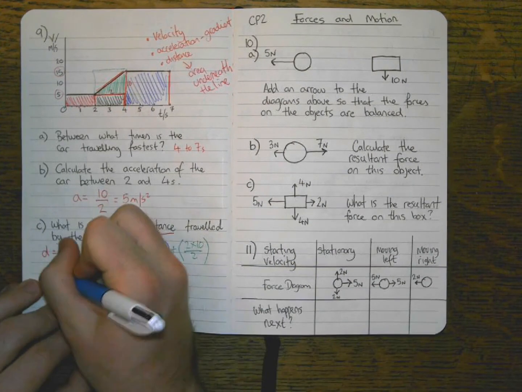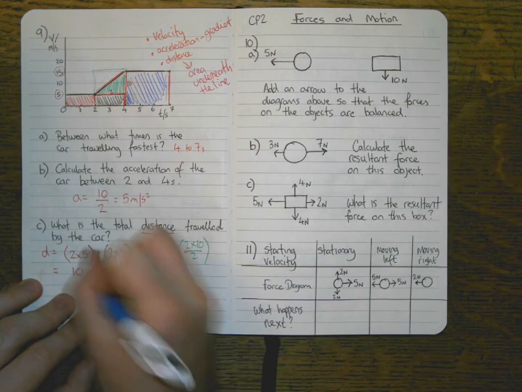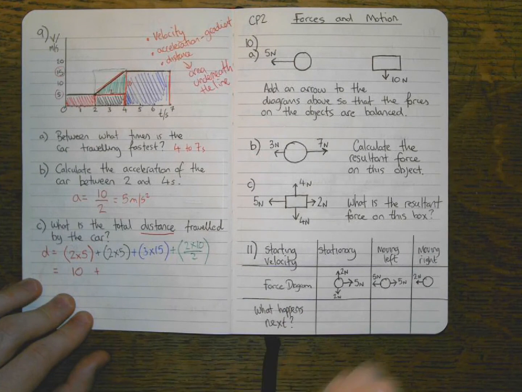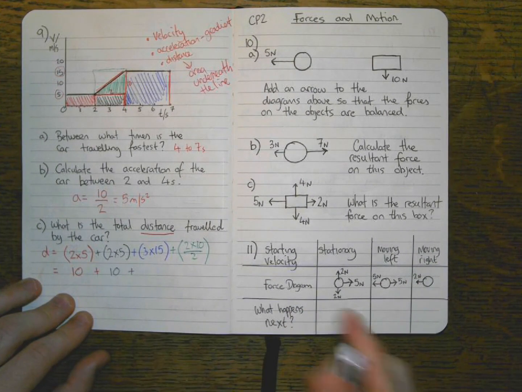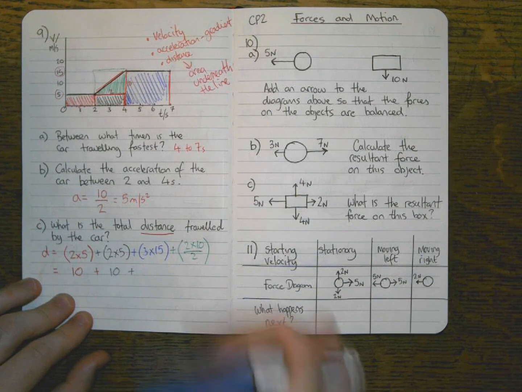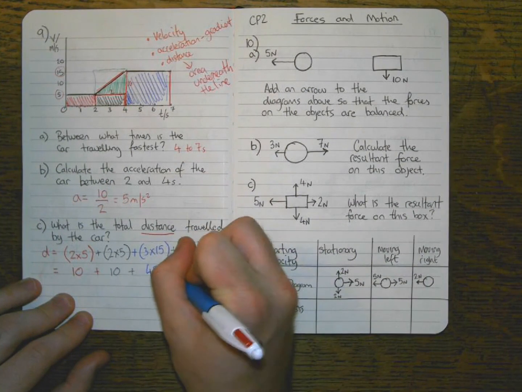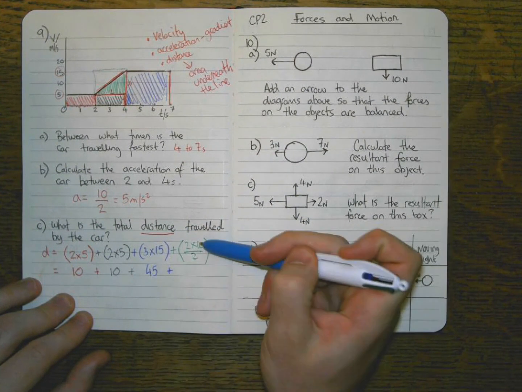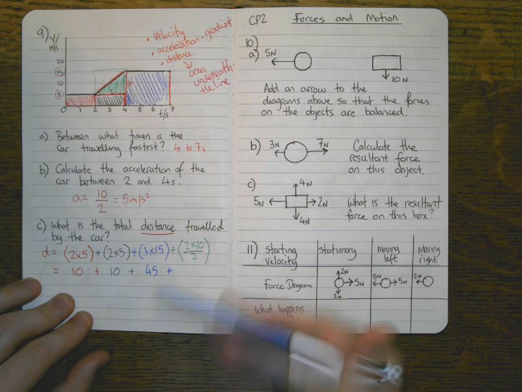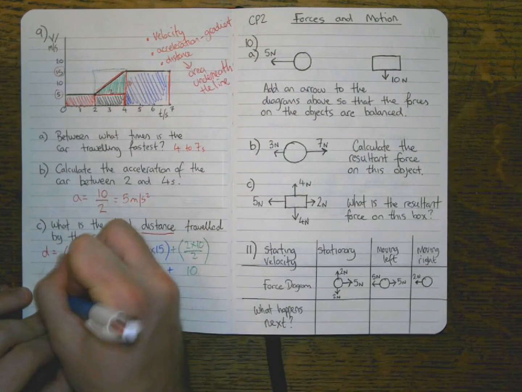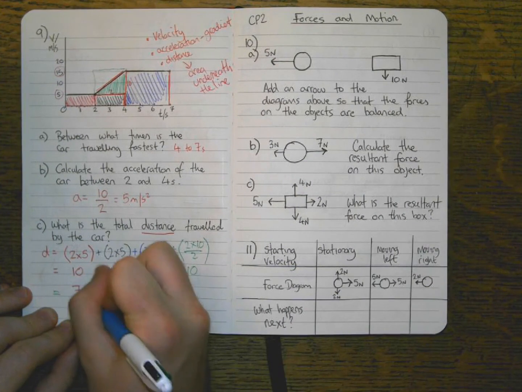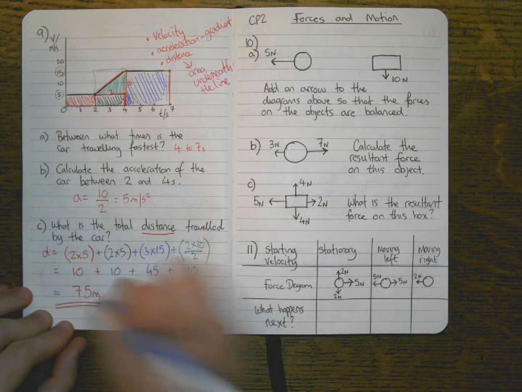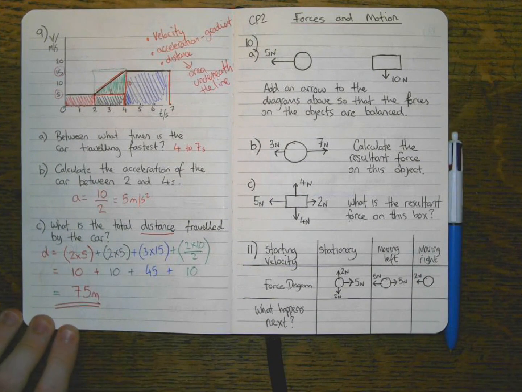Add that all together. We've got 10 plus 10 plus 45 plus 2 times 10 is 20, divide by 2, which is another 10. And so our final answer is 75 meters. Not so bad, is it?